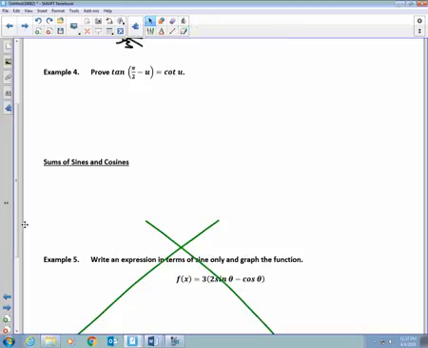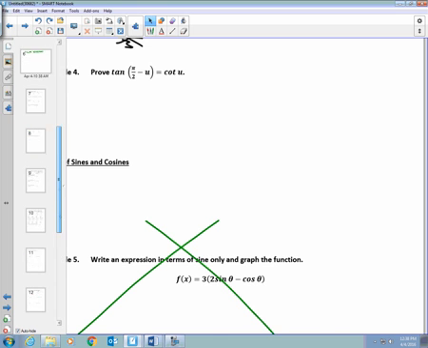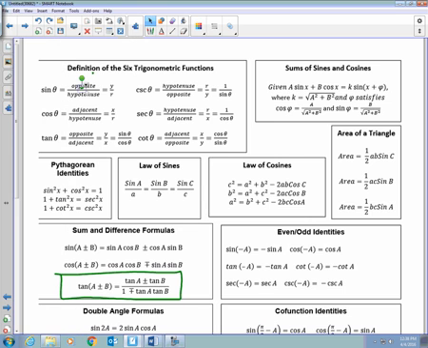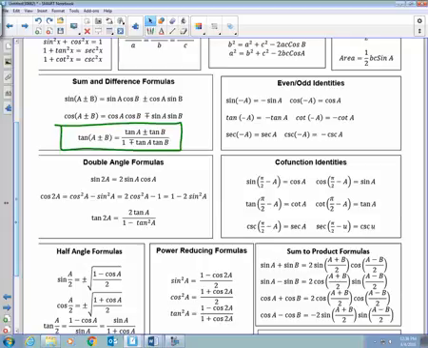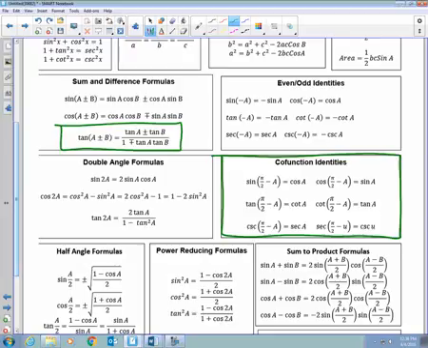Okay, let's do a proof. Megan's excited. She wants to do a proof, and so we will. We are going to prove a cofunction formula. If you flip to your second to back page, you can see that there are certain cofunction identities. What do these mean? I will show you an example of what they mean.